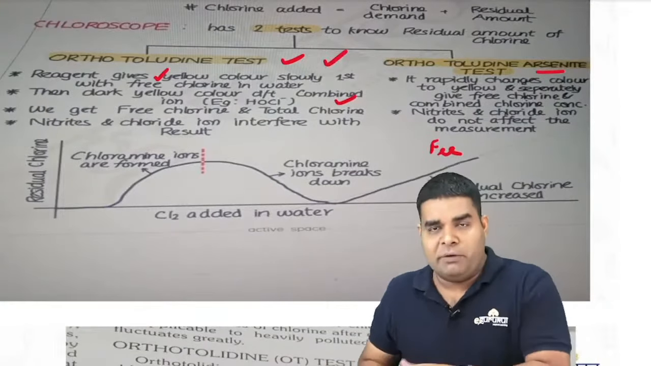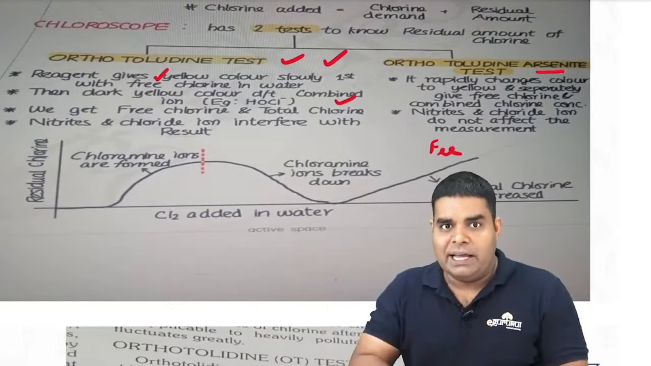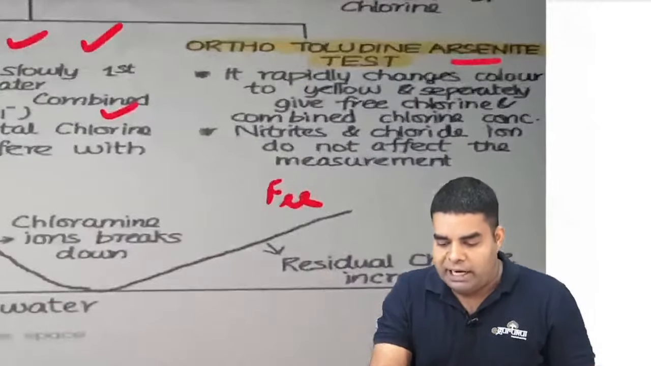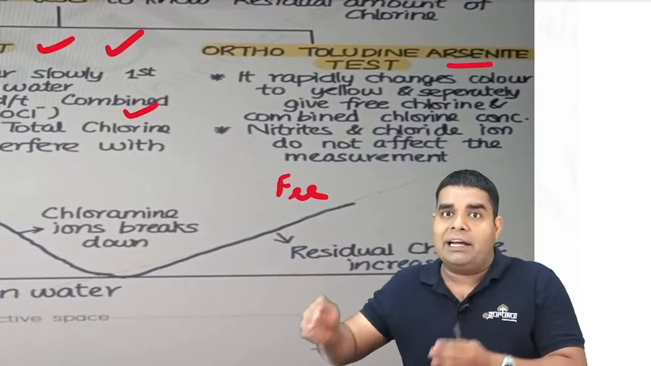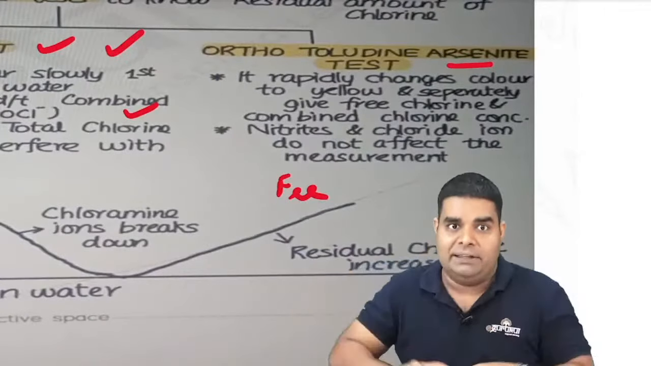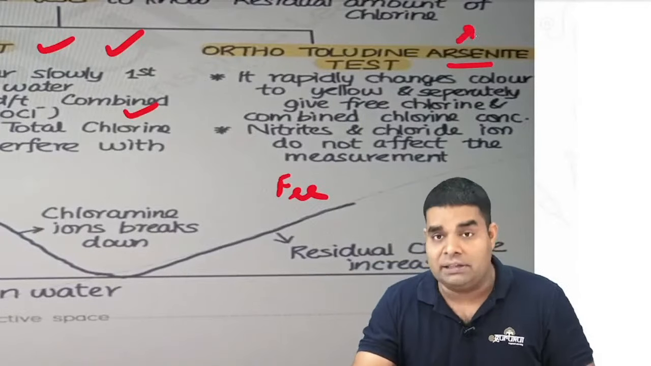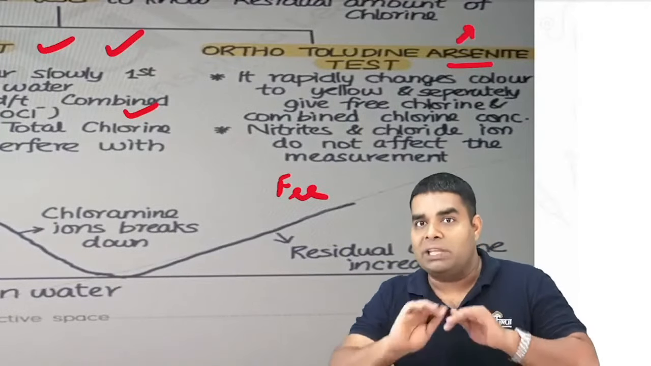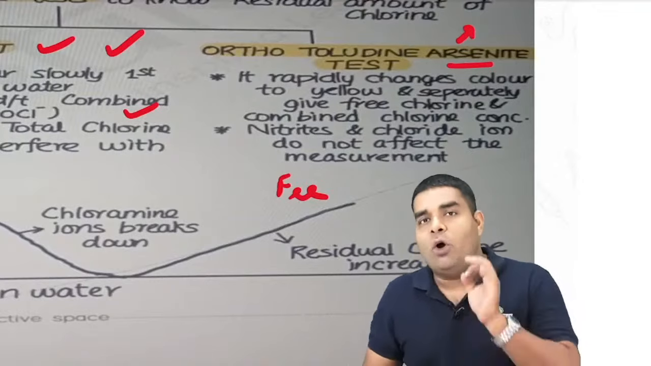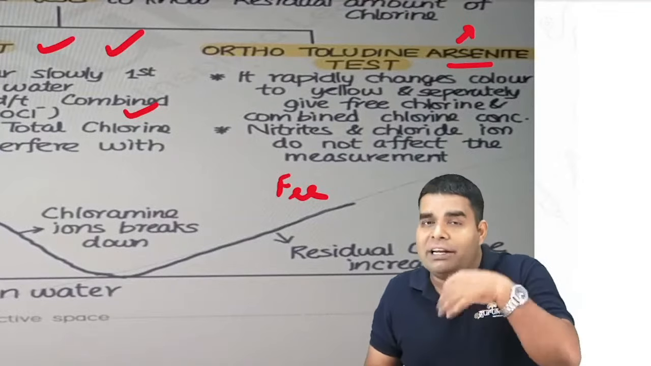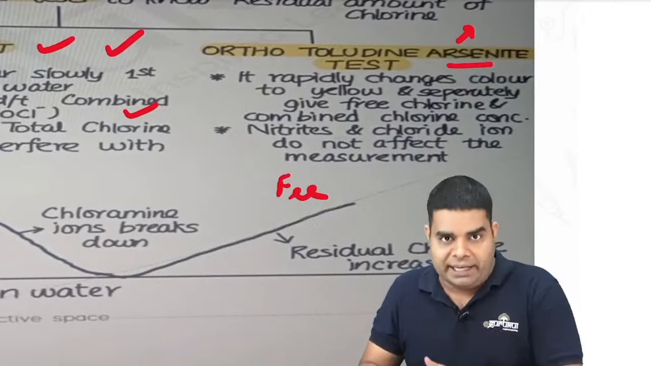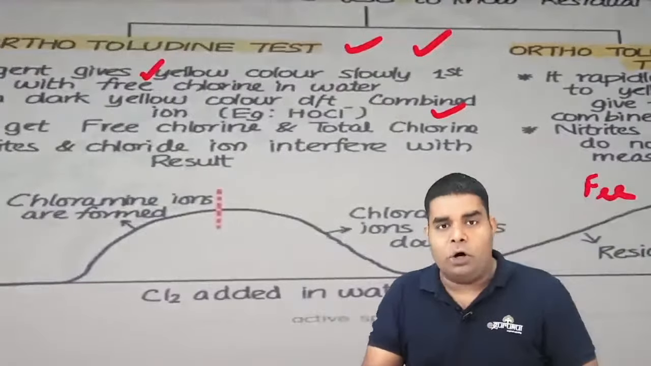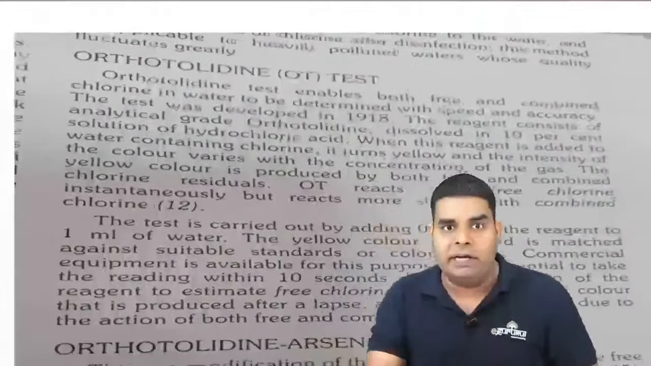So what is the difference between these two? The difference is that in the orthotoluidine arsenite test, we can know about free and combined chlorine separately. Orthotoluidine arsenite is also not affected by nitrates or other ions. So this is a better test. But remember, the orthotoluidine test tells about both free and combined chlorine.